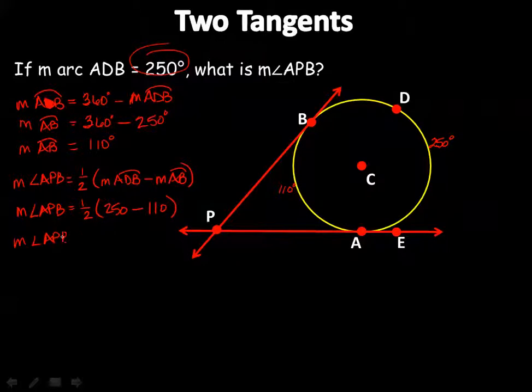Some of you may be wondering why I'm going through each of these steps. It might be a little boring to you, but you have to remember there are others out there who need to see each step. I'm one of those people, believe it or not. So half of 140 is going to equal my angle, which is 70 degrees.